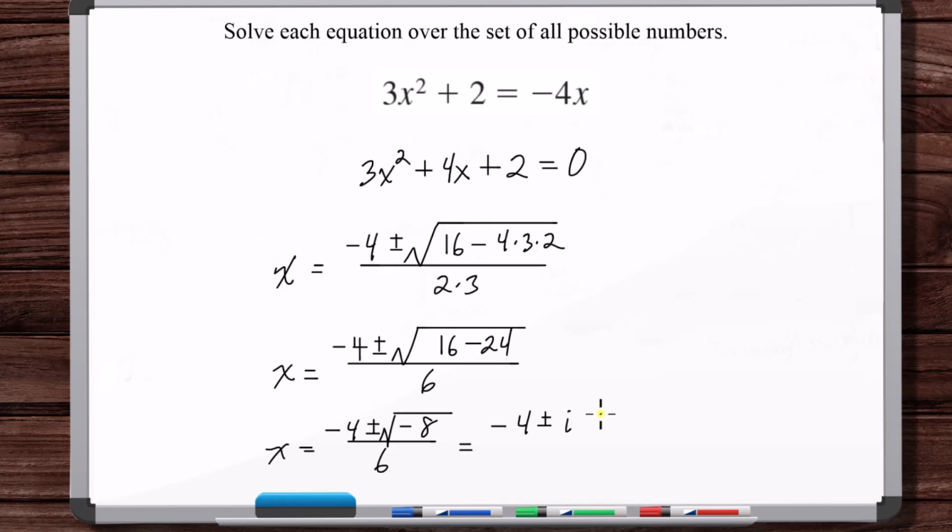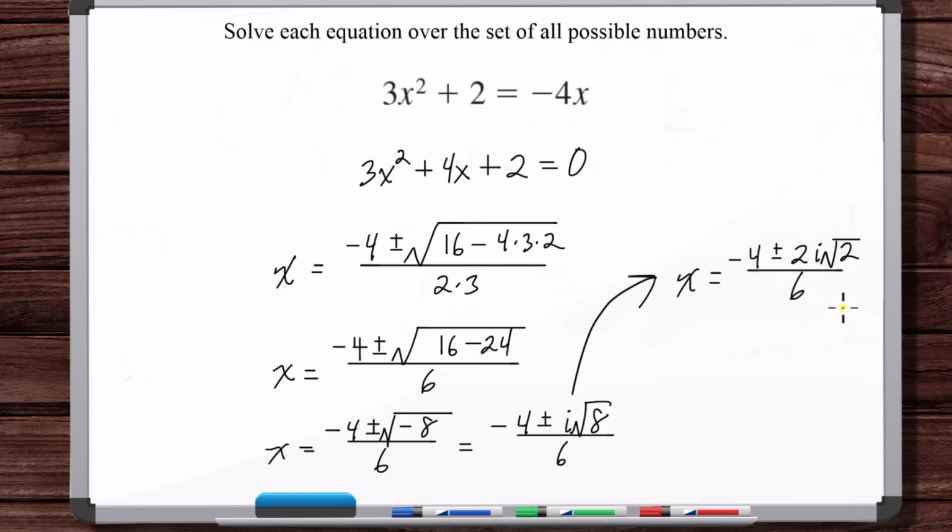Now we can just go forward like normal, because i is like any other number, no problem. So x is root 8, which is 2 root 2.